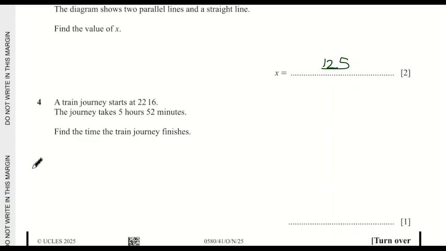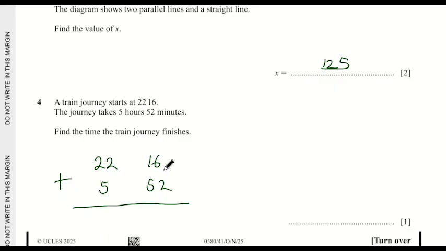So let's go to the next question, question 4. A train journey starts at 22:16. The journey takes 5 hours, 52 minutes. Find the time the train journey finishes. So what you can do, you can just write this time here. You have 22 hours, then 16 minutes. Then you have 5 hours, then 52 minutes. So let's add them together.